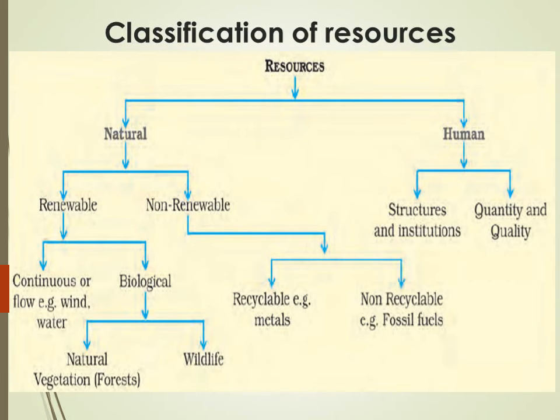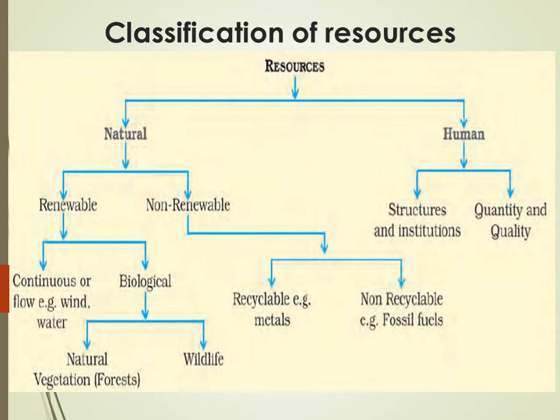These are the different classifications of resources. The resources can be mainly classified into natural and human. Natural resources are again subdivided into renewable and non-renewable. Renewable, which can be renewed. In this renewable classification, you'll have two divisions. One is continuous or flow. In this category, wind and water. Wind comes under continuous because wind blows continuously and water flows continuously. Then next comes biological. In the biological renewable things, natural resources like vegetation, forest, and the other division is wildlife, it means animals.